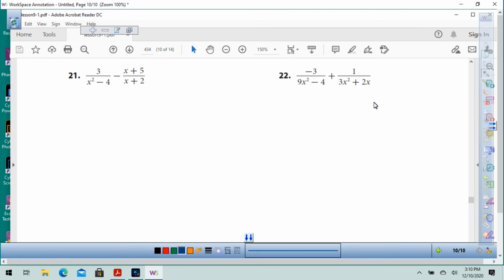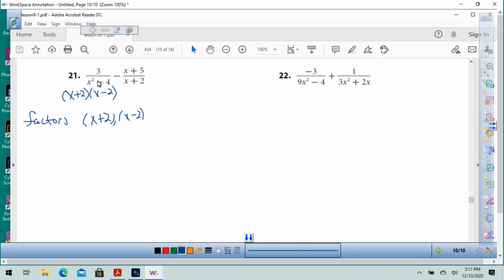This is going to be fun. You're going to like this. All right. First, that's completely factored. Can't do anything with this right here. I see a difference of perfect squares, so I got x plus 2 times x minus 2. All right. Well, what are my factors? My factors are x plus 2 and x minus 2.